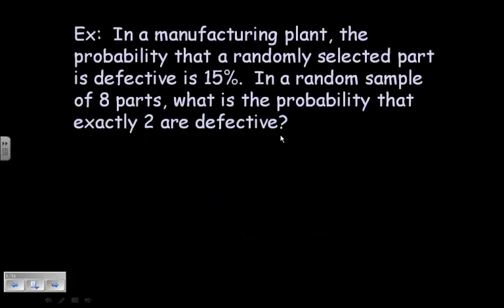Alright, so here's an example of a type of problem we're going to be encountering in this chapter. In a manufacturing plant, the probability that a randomly selected part is defective is 15%. We're going to select a random sample of 8 parts. The question is, what's the probability that exactly 2 are defective? Now, answering this question is going to require us to think about the number of ways that this might happen.